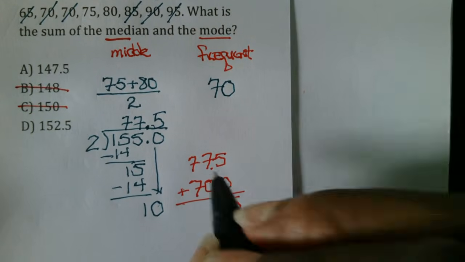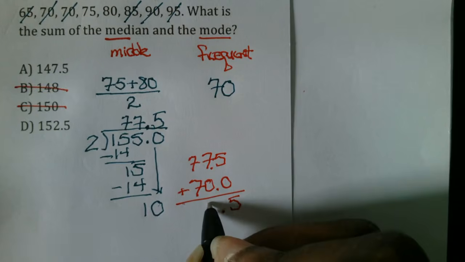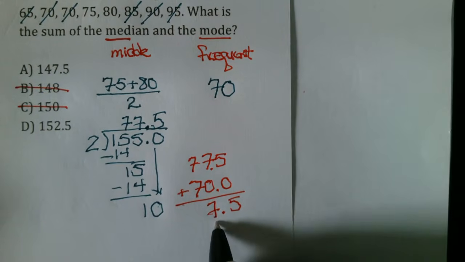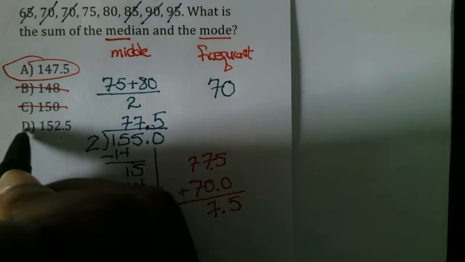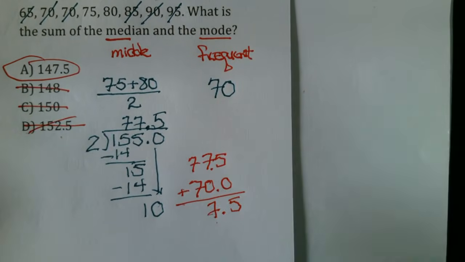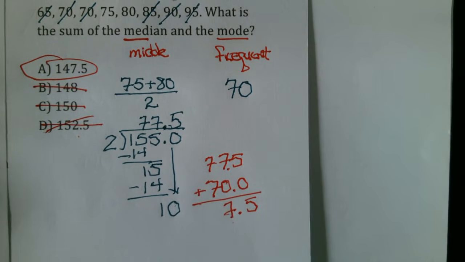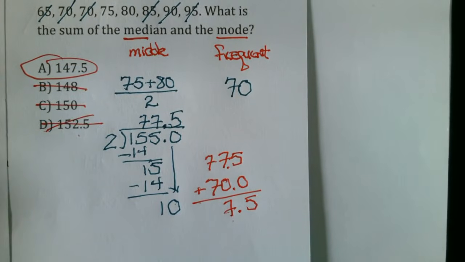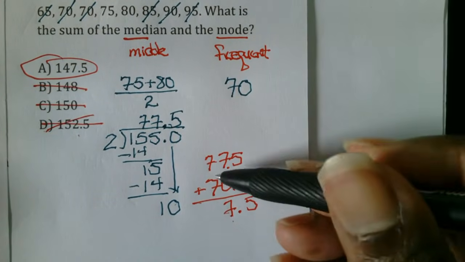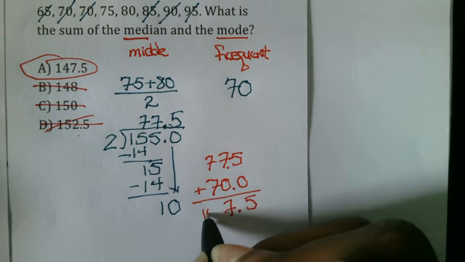Now I have a 7 that comes down. The only thing that has a 7 in the 1 spot is going to be A. So if you're doing standardized testing, that's a way that you can break it down and get the answers that you're looking for. If I want to finish it out, 7 plus 7, that gives me my 14.